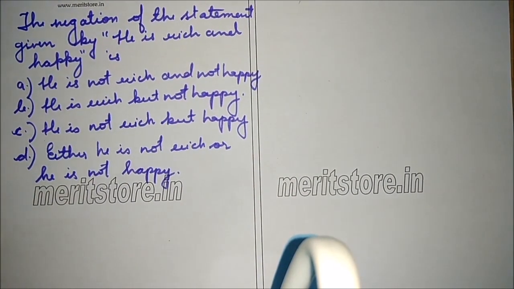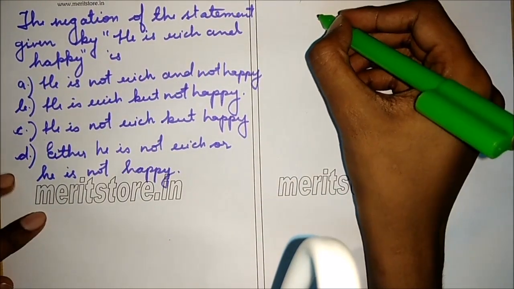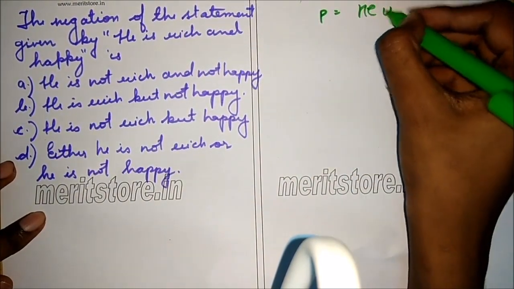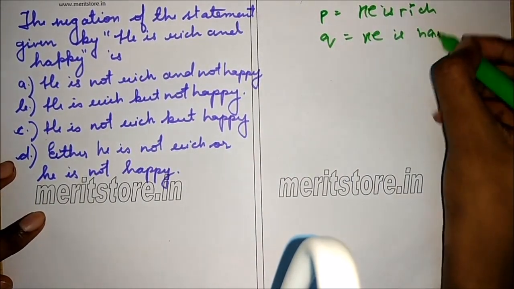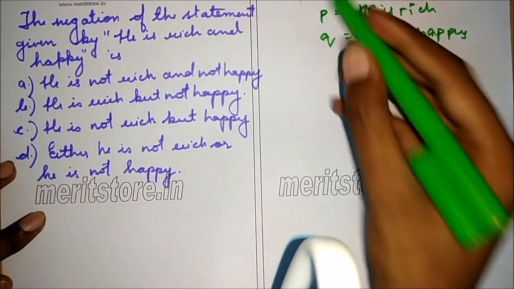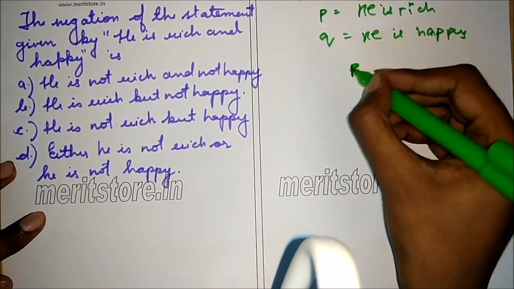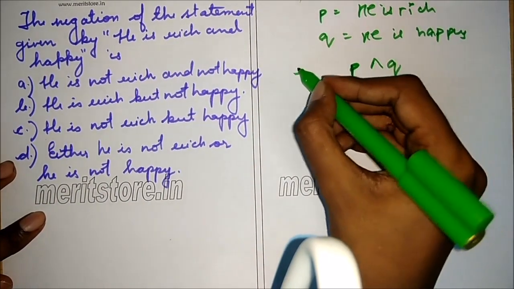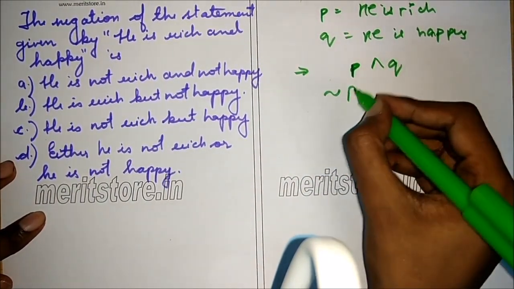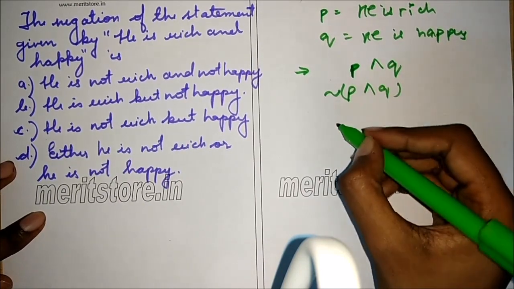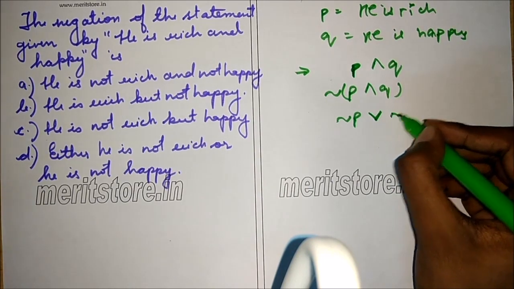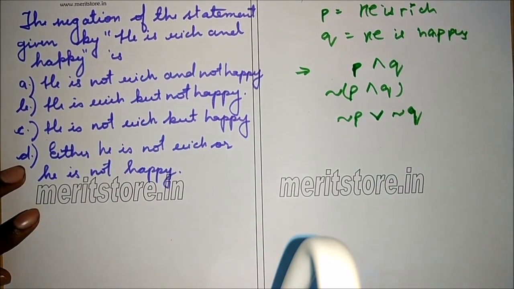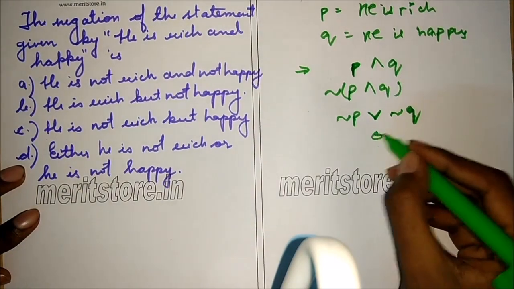Negation of the statement given by "he is rich and happy" is, so let statement P be he is rich, statement Q be he is happy. So symbolic form will be he is rich and happy, so it will be P and Q. So this is the symbolic form of the given statement. So negation will be negation of P and Q, which is negation P, negation of and is or, so negation P or negation Q. So we should be looking for a statement which has the word or.